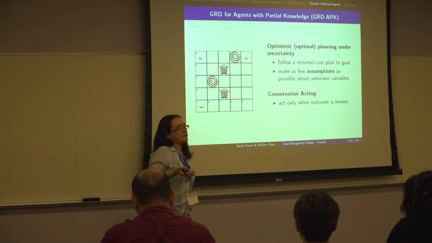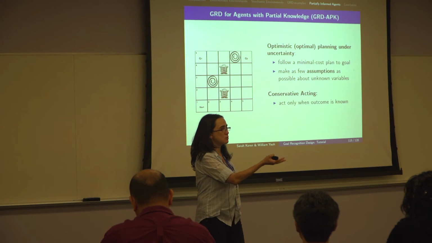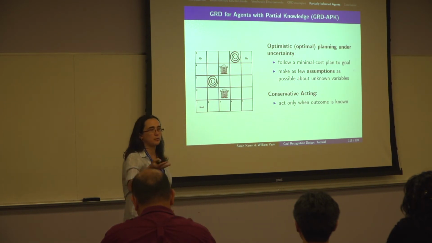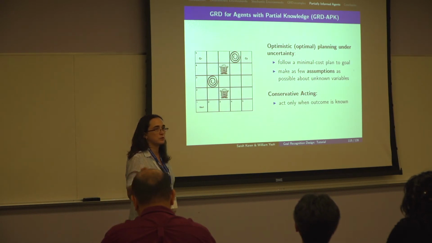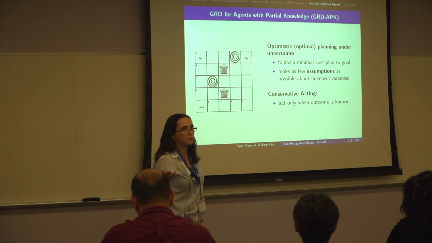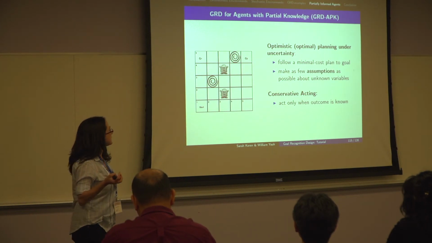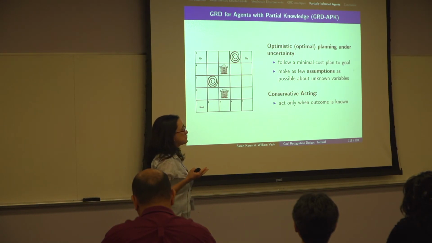There are many ways to account for agents with partial knowledge. They cannot be assumed to be optimal. They cannot necessarily follow an optimal plan to their goal because they can't really compute an optimal plan, as they have partial information. So a common approach is to use what we call optimistic planning under uncertainty. So basically, what we can do is follow.